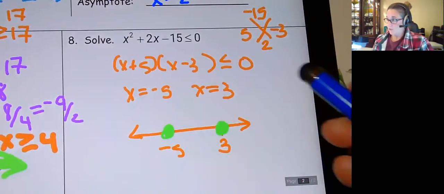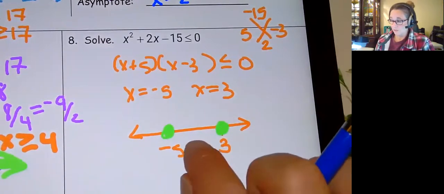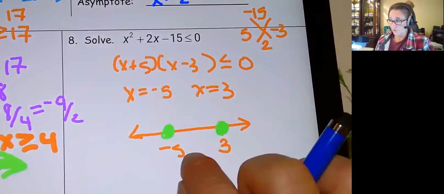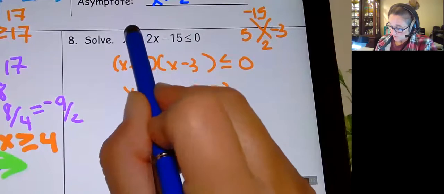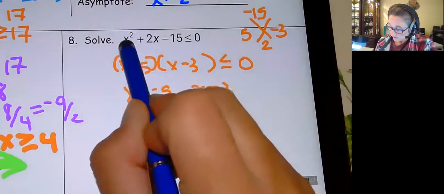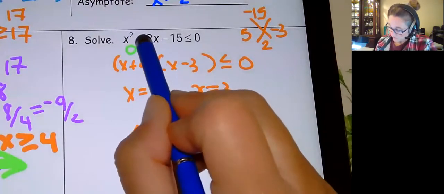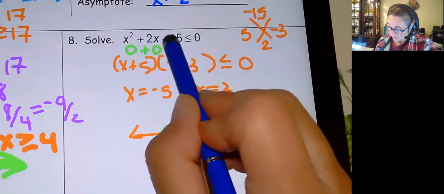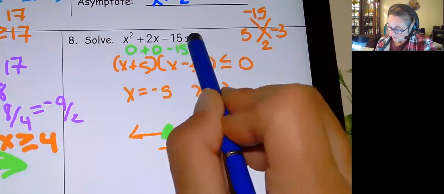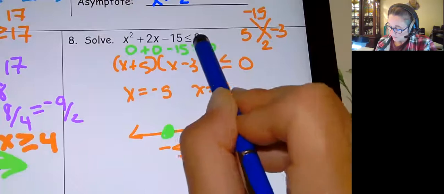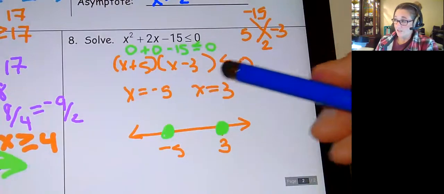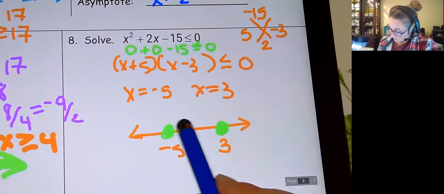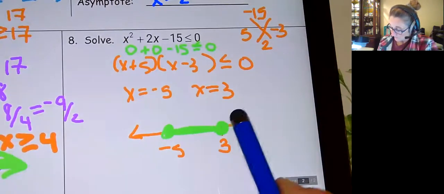And then again, you can test a number. An easy number to test would be 0 because 0 is in between here. So I'm going to put 0 in here. When I put 0 in here, this is going to be 0. When I put 0 in here, this is going to be 0. So I get a -15 less than or equal to 0. And I want to decide if that's true or false. -15 is smaller than 0, so I am going to shade in between.